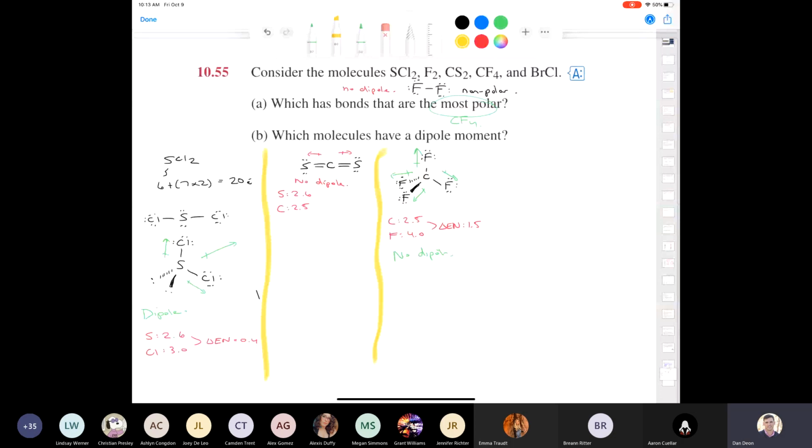And then lastly, we'll take a look at bromine chloride. Yes, there's going to be a dipole in this molecule. It's linear, it has no molecular geometry rather, but there is a dipole. Chlorine is more electronegative than bromine, not by much. And so there's a dipole, but it's going to be really small. And so we have by far the biggest dipole here. And the molecules that have a dipole moment are going to be SCl2, and bromine chloride, those two.